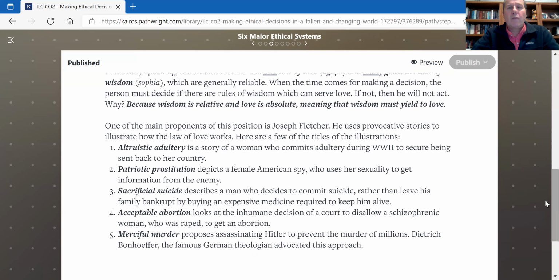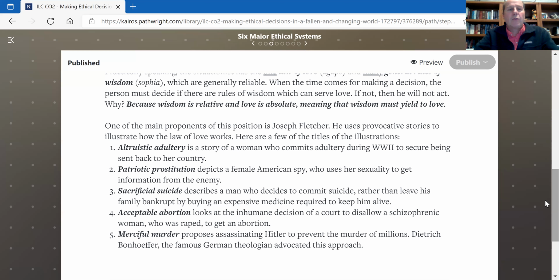That you had women in World War II who would commit adultery to get information from the spies, but they were married to somebody else. Okay, or you could have patriotic prostitution. Again, you don't believe in prostitution, but in this situation, isn't the higher love to make sure that you're going to care for the greatest number of people? It's that utilitarian idea. And so the American spy can then gain information by being a prostitute.